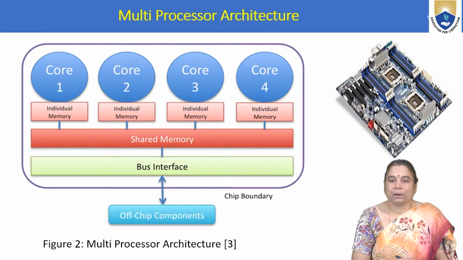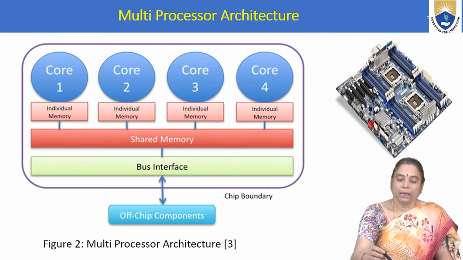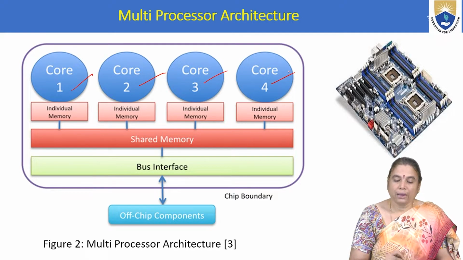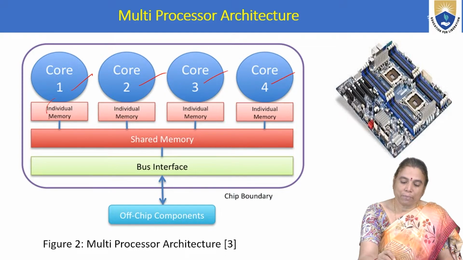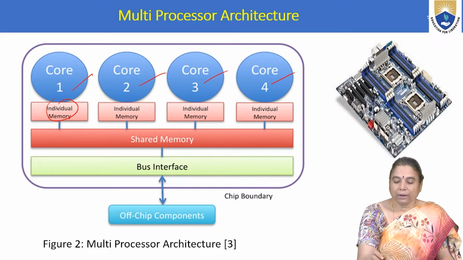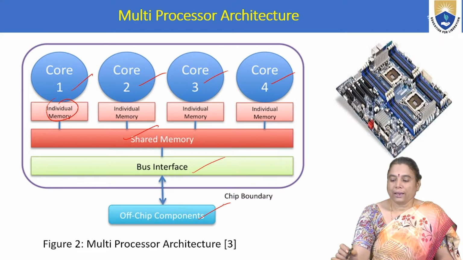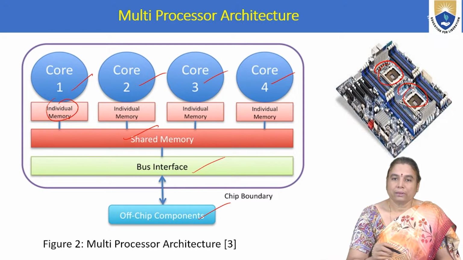How is the layout of the multiprocessor architecture? Here core 1, core 2, core 3, core 4, four cores are present, and each processor can have an individual dedicated memory and can be connected to a shared memory to share the common resources, and it can be connected to the bus interface to the off-chip components. So this is the internal circuit layout of the multi-core processor. This is one core and this is the second core.